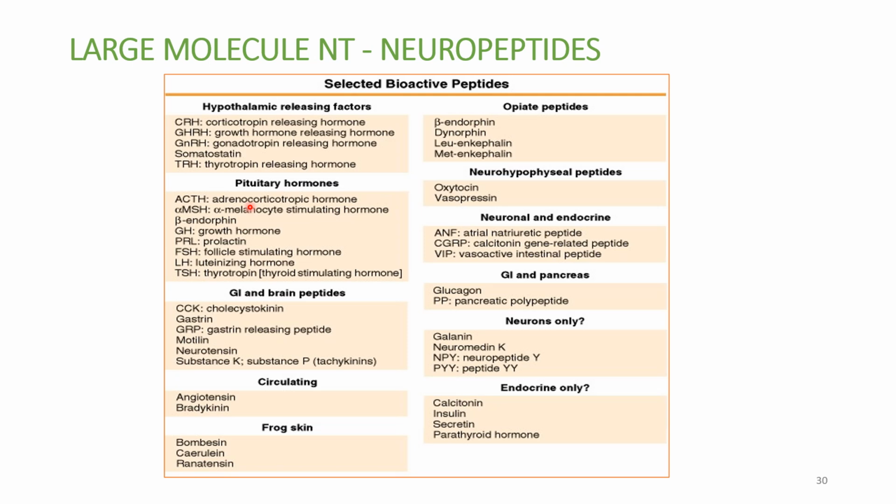So each one will not be discussed here. They will be discussed in the related topics like pituitary hypothalamic hormones, in the endocrinal chapters. And regarding GIT, we will discuss GI hormones. So only some important points we will see here.